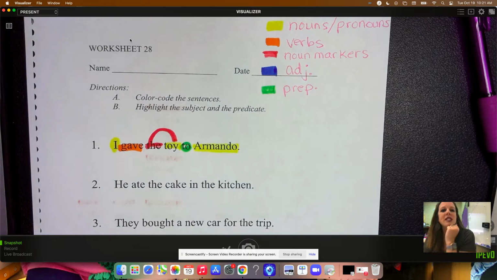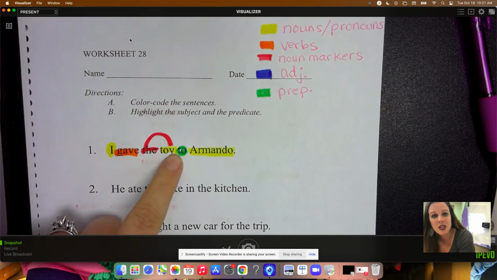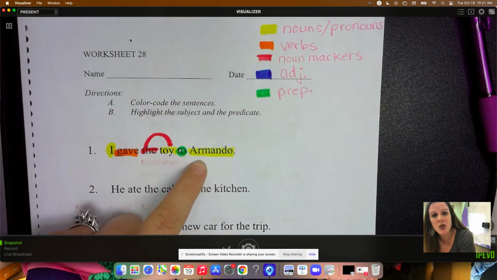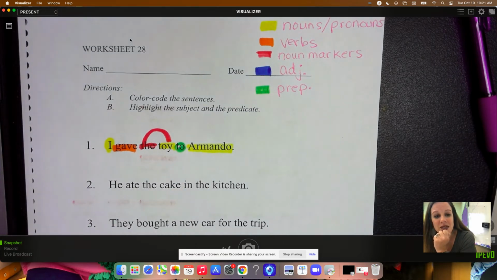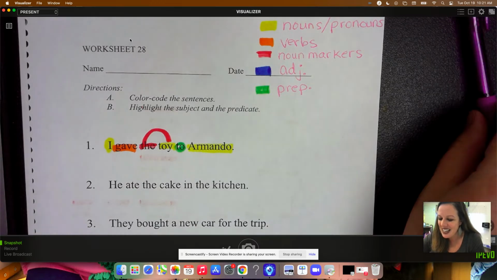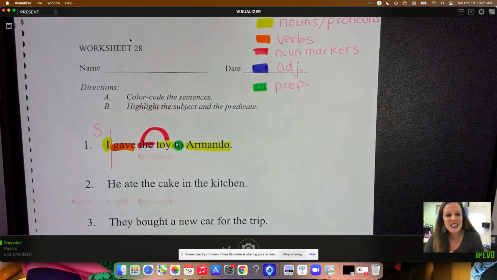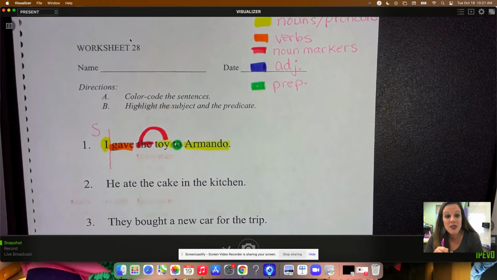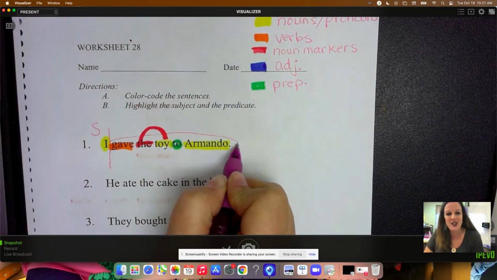Now, Miss Moore said we were learning about pronouns this week. Look at all that I have in yellow. I, toy, and Armando. Toy and Armando are nouns. I is a pronoun. It can be used to take the place of a noun. I gave the toy to Armando. The subject. It tells who or what. That's right. I is the subject of our sentence. It's a subject pronoun. Predicate. It tells about the subject. What did I do? I gave the toy to Armando.